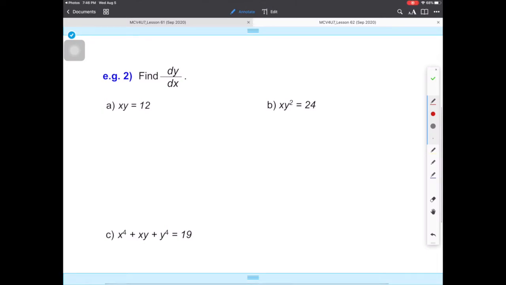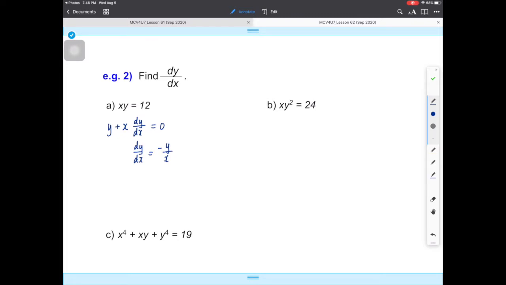Example 2. We have x times y equals to 12. Let's try to differentiate this implicitly using the product rule. So the derivative of x is 1, y stays the same, plus x stays the same, derivative of y is dy by dx, equals to 0. dy by dx then would be negative y over x.